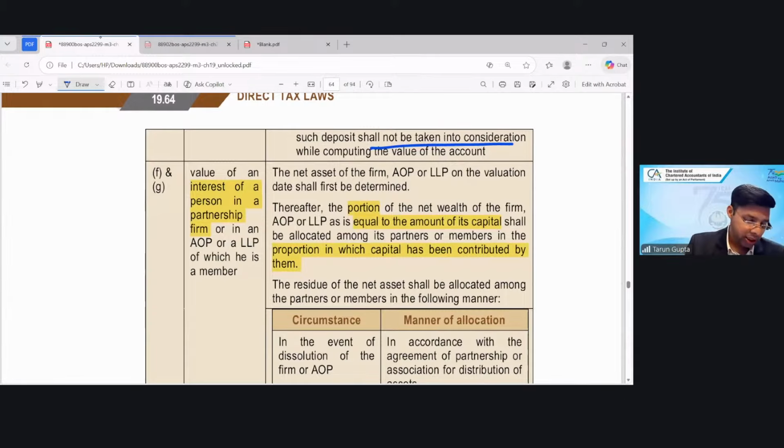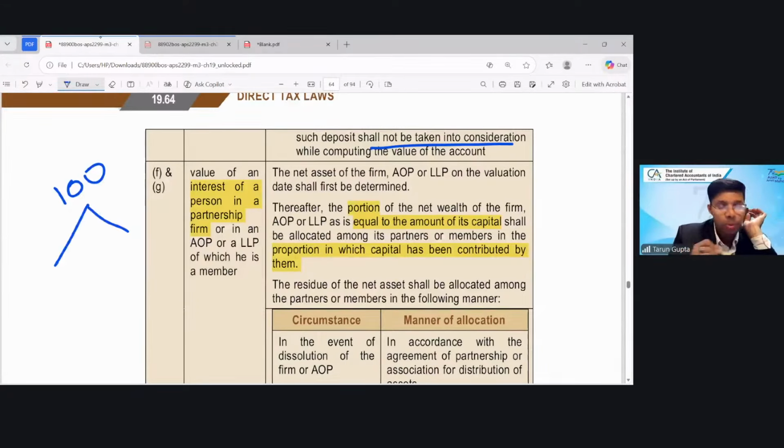Now, lastly, if the assessee has an interest in a partnership from outside India, how will you value that interest? Very simple. You just compute the value of the firm as A plus B minus L. Whatever amount you got is the net worth of the firm. Divide this net worth into two parts. Say, assuming you got 100 rupees, you divide it into two parts.